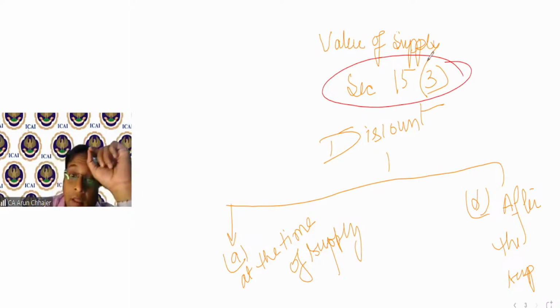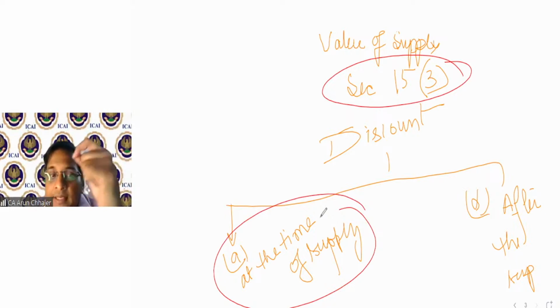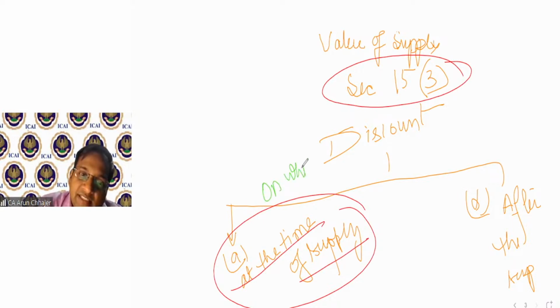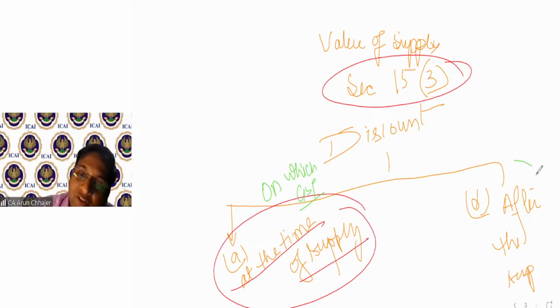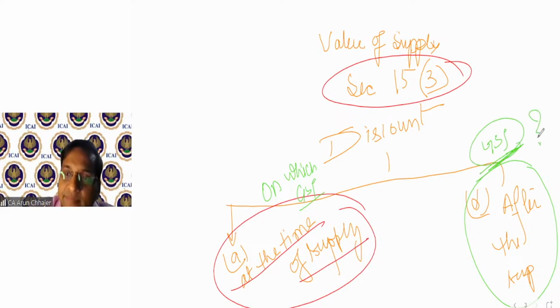Now, you tell me, if the discount has been given at the time of supply, what would be the value on which I need to charge the GST? What could be the value on which I need to charge the GST? Second, please also tell me, if I am giving the discount after the supply, then what is the GST impact on this?